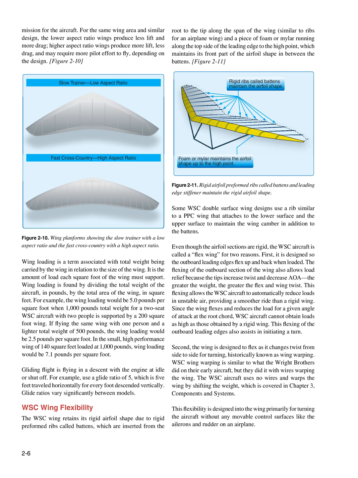Figure 2.11, some WSC double-surface wing designs use a rib similar to a PPC wing that attaches to the lower surface and the upper surface to maintain the wing camber in addition to the battens.